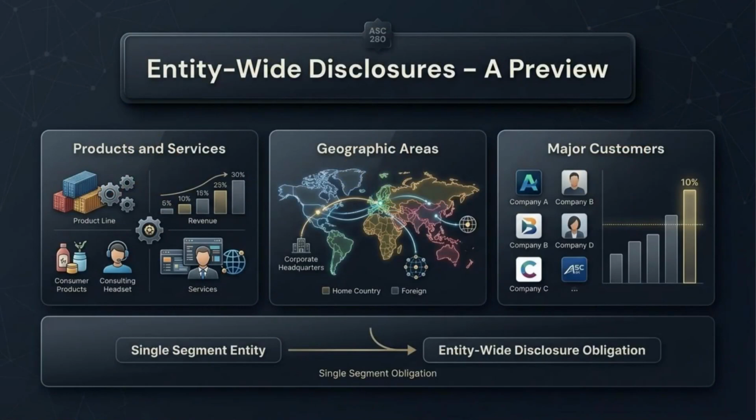Entity-wide disclosures are a separate layer. Even when a company has only one reportable segment, ASC 280 may still require information about products and services, geographic areas, and major customers. Geographic disclosures include revenue information and long-lived assets by location. Major customer disclosure applies when a single customer accounts for 10% or more of total revenue. These disclosures help users understand business mix, geographic exposure, and customer concentration beyond the segment structure itself.